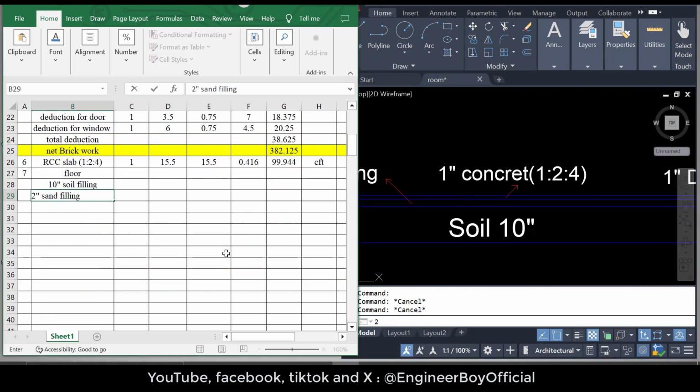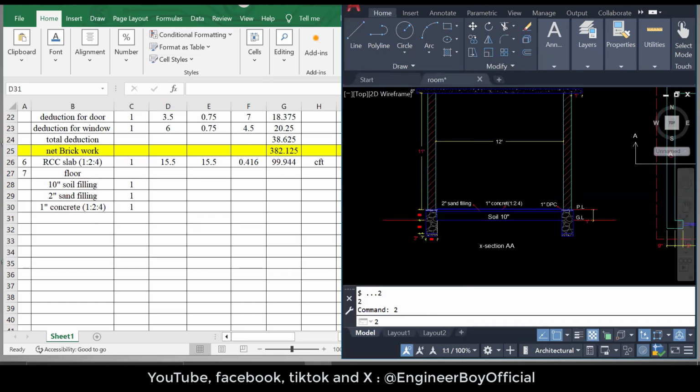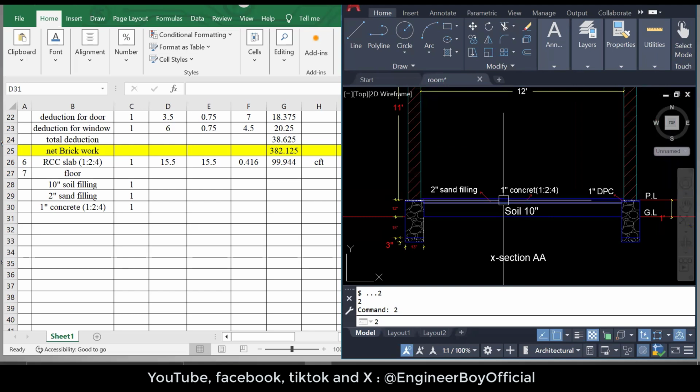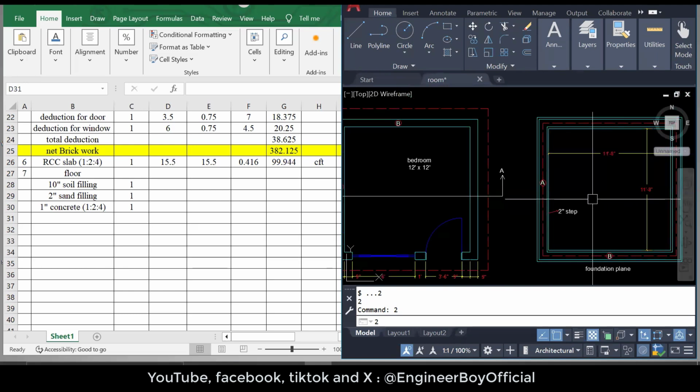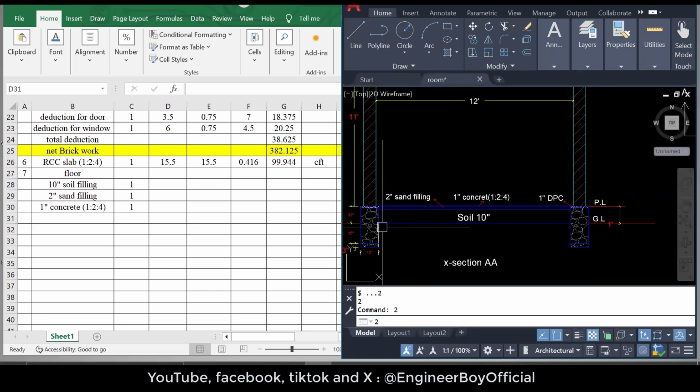So let's see that. We have 1 inch concrete, and that is, of course, 1:2:4. Is that clear? And the number must be one because we have only one floor. So these are just 1, 1. Now what should be the length? You can confirm that from the section and maybe from the foundation plan as well. This is going to be very easy.